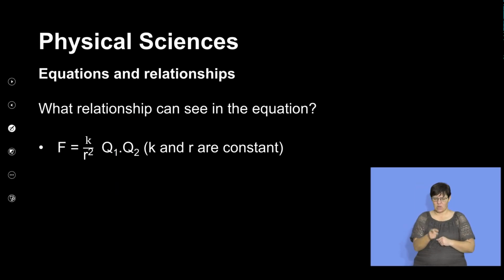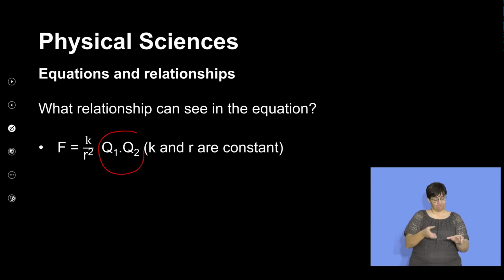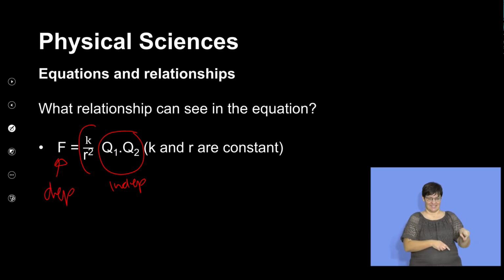The first thing I'm going to do is split those two out and make them the independent variable. So it's the product of the charges, and force here is the dependent variable. Then notice this would be representing the gradient: K divided by r squared, if K and r are the constants.